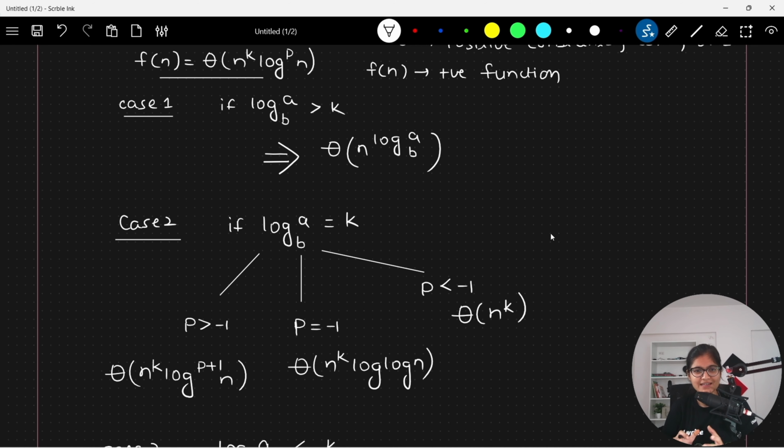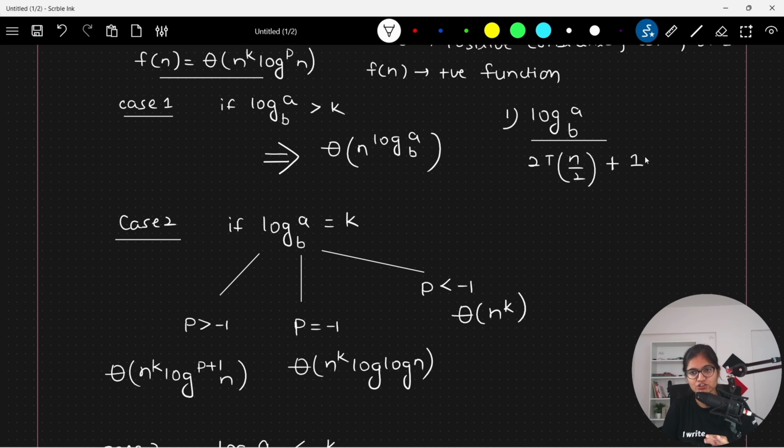But let's try to understand what I have written here. First of all, whenever you want to apply Master's theorem to any recurrence relation, the very first thing you need to calculate is the value of log of a base b. Okay, this is the first thing that you need to evaluate. For example, suppose I am writing T of n equals 2T of n by 2 plus 1, okay.